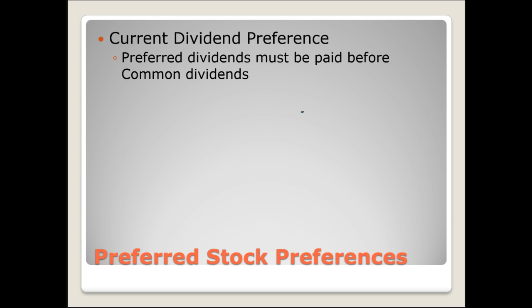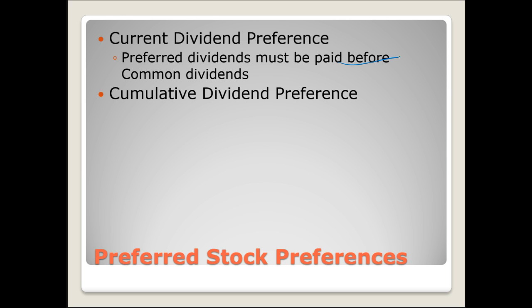Preferred dividends must be paid before common stock dividends. There is no exception in general to that rule. A company cannot pay common stock dividends if it has not already paid its preferred stock dividends. Again, the company is more obligated to pay preferred stock dividends than anything else. There is also the cumulative dividend preference.